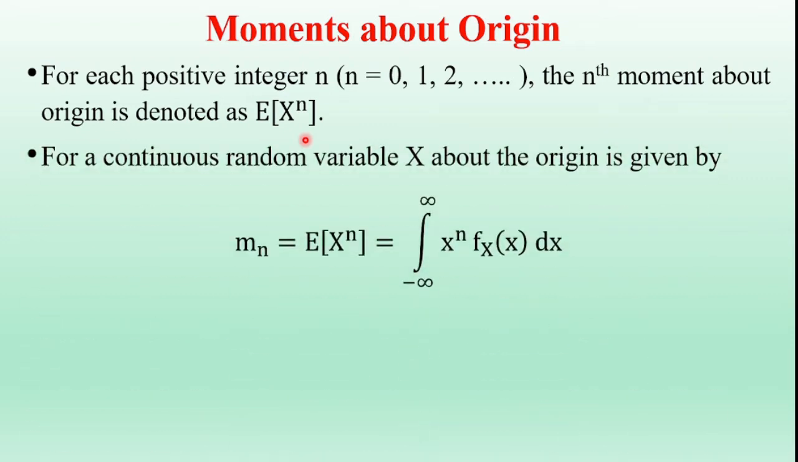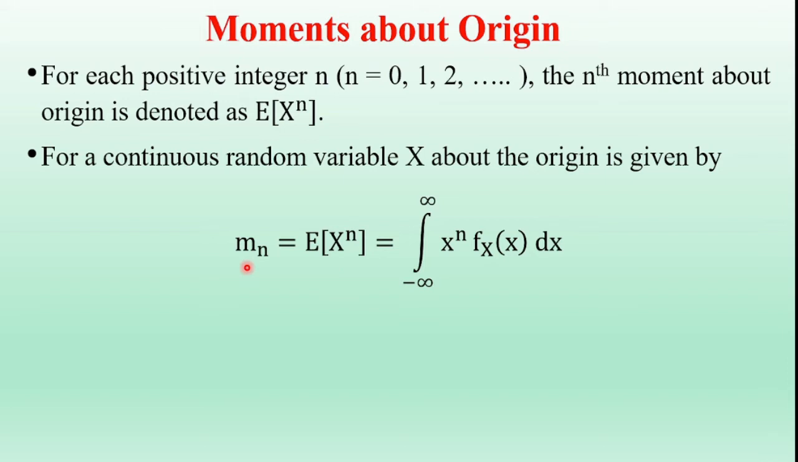For a continuous random variable capital X, moment about the origin is given by m suffix n or expectation of X power n is equal to the integral from minus infinity to infinity of X power n into f_X of x dx, where f_X of x is the probability density function of the continuous random variable, and the moment about the origin is denoted by expectation of X power n or m suffix n.